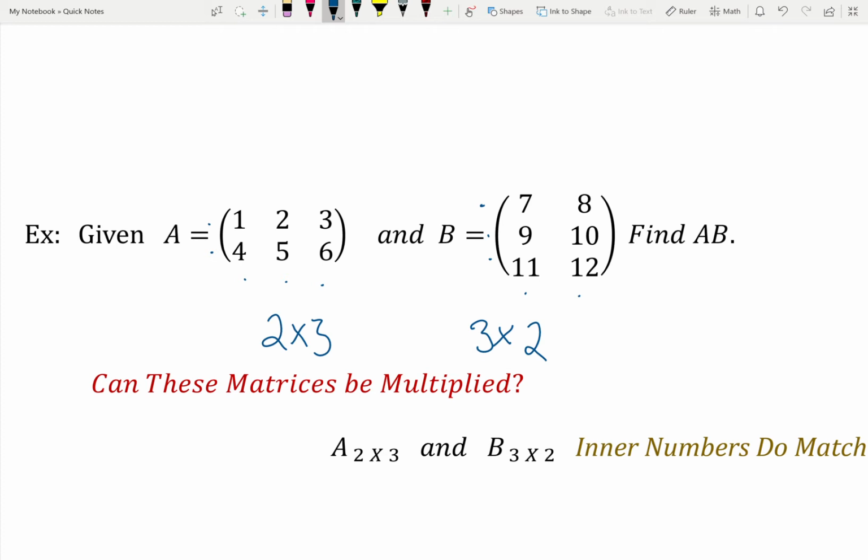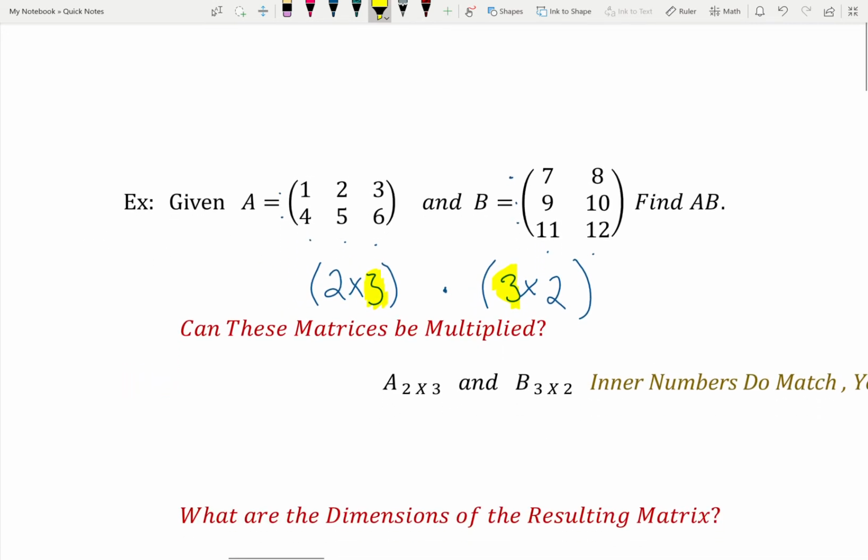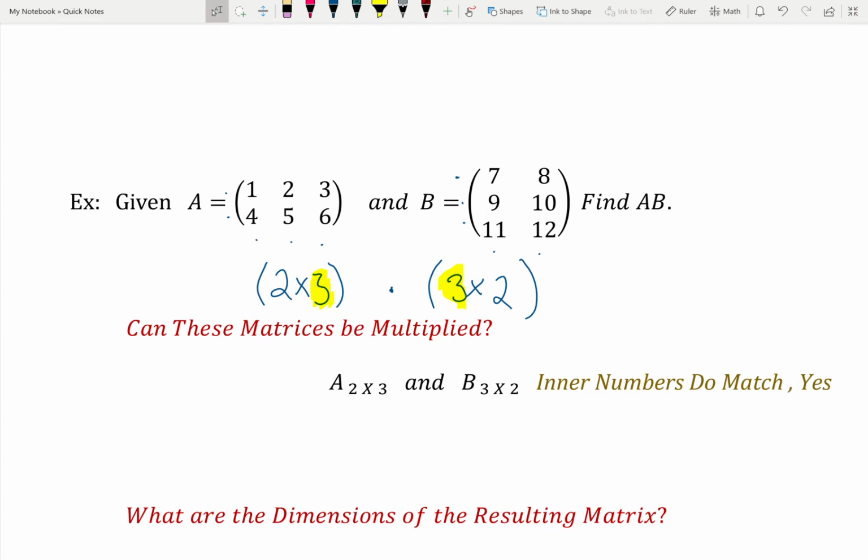Now, when someone asks you to multiply two matrices, the first thing you should ask yourself is, can these matrices be multiplied? So can this 2 by 3 matrix multiply this 3 by 2 matrix? What you have to do is compare the inside numbers. If my two inside numbers match each other, then yes, we can multiply. My two inside numbers here are both 3, so indeed they match each other, and yes, we can multiply them.